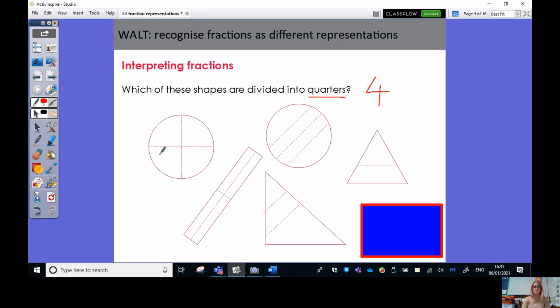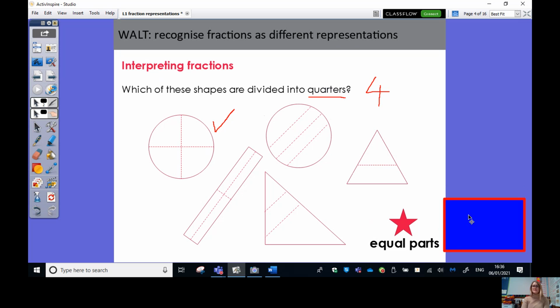Okay, so looking at the first one, there are 1, 2, 3, 4 parts. So I could say, yes, that is in quarters. But before I move on, because I can see some of the shapes are quite different, I'm going to give you a really important bit of information that's hiding under here, which was one of our star words: equal parts. So for it to be split into quarters, and the same with any other fraction, the parts need to be equal. So hopefully you remembered, but if not, you might be thinking, oh, I'm not sure about some of the other shapes now, but let's have a look together.